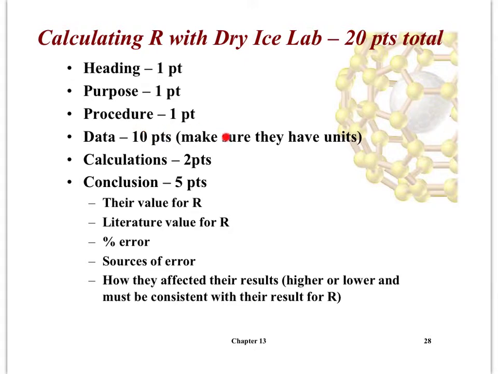So back to their data table, if they don't have units for any of them, or if the units are incorrect, minus half each, and that includes the value for R.